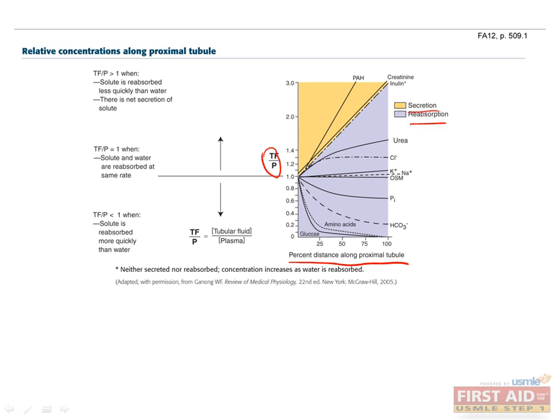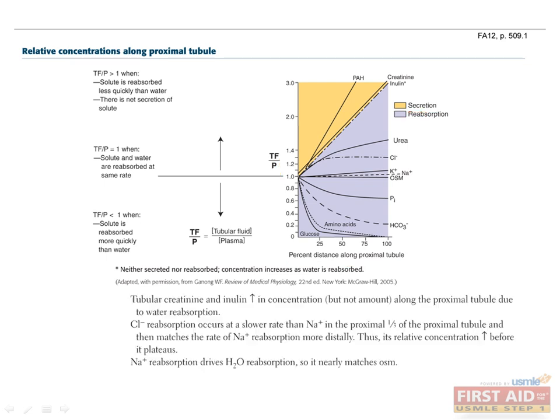There are a couple of important points to take away here. First, the vast majority of substances have net reabsorption in the proximal tubule. Second, the TF to P ratio can tell you how quickly something is absorbed relative to water. For example, glucose is absorbed very quickly in the proximal tubule, and much faster than water, so it's completely gone by the end. On the other hand, chloride is absorbed slower than water in the proximal tubule, which makes sense since most chloride is absorbed later on in the loop of Henle and the distal tubule.